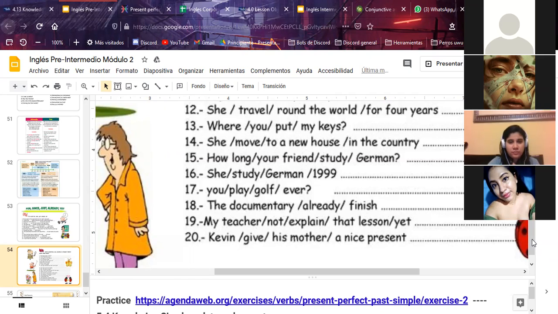She has studied German since 1999. Perfect, that is it. So she has studied German since 1999. You can say nineteen ninety-nine or nineteen ninety-nine. So that is good. Repeat, teacher. The year. Yeah, with a year, you can split it in two numbers. You can say nineteen ninety-nine, or you can say one thousand nine hundred and ninety-nine. Both are correct.